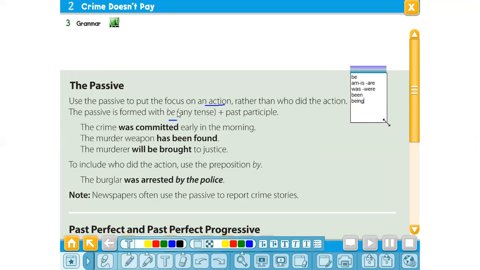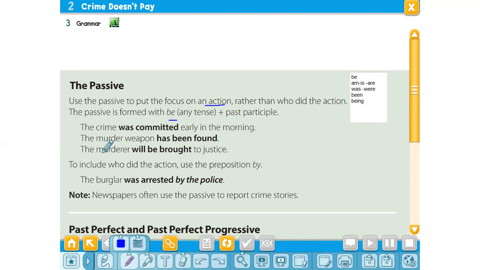Again, verb to be in any tense, that means we use be for infinitive, am, is, are for present simple, was, were for past simple, been for past participle, or being for progressive. Clear now? Write these notes, please.